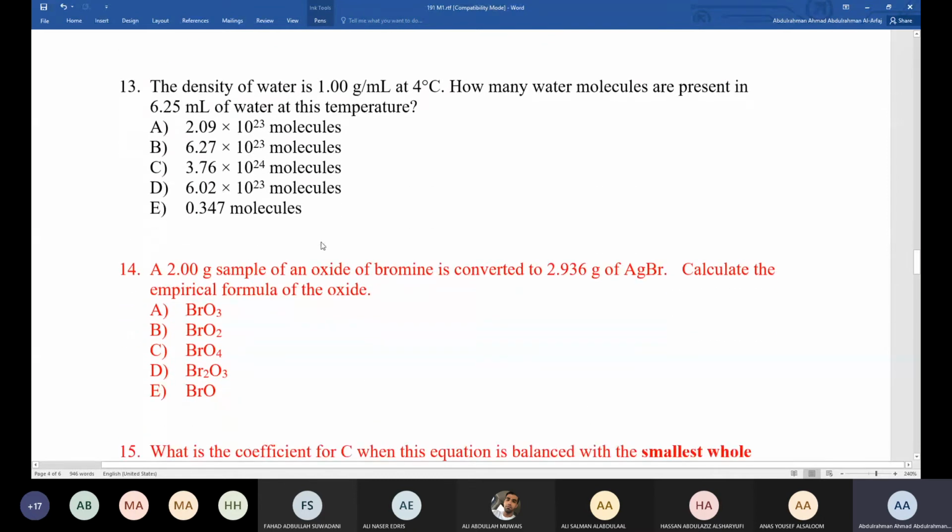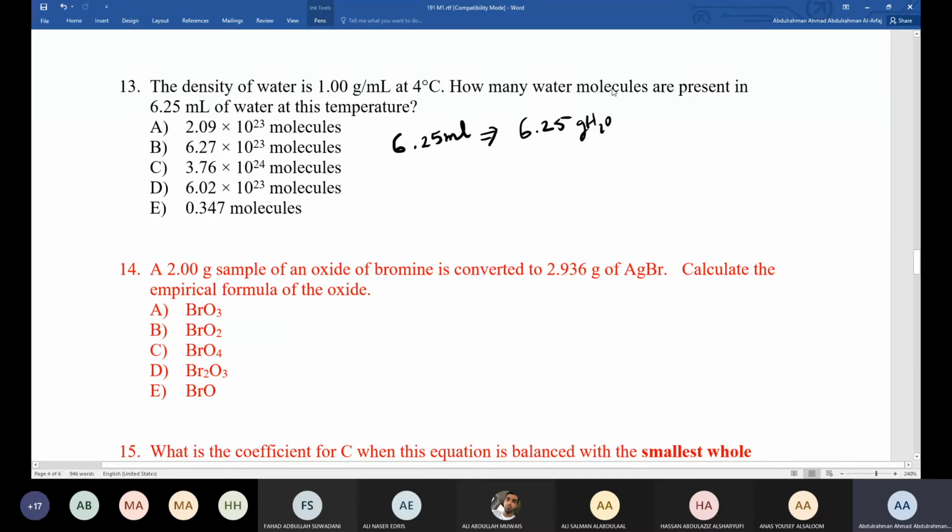Okay. The density of water is 1 gram per milliliter at 4 degrees C. How many water molecules are present in 6.25 milliliter of water at this temperature? So we have 6.25 milliliter, which is equal to what? 6.25 gram, right? Yes.